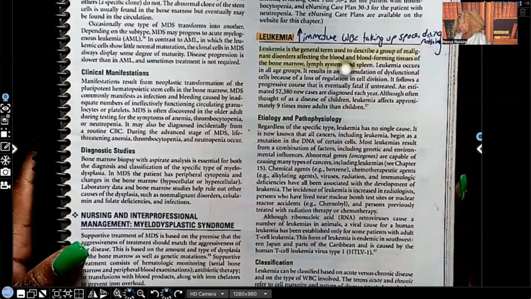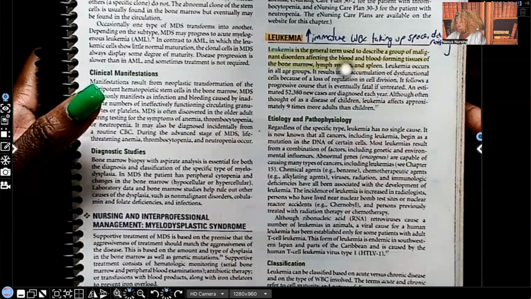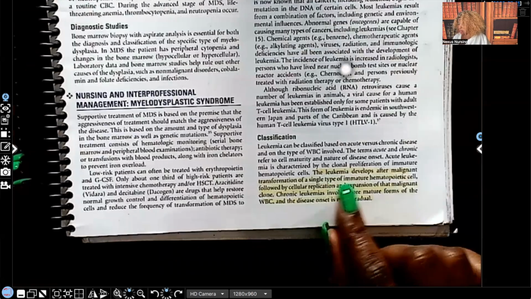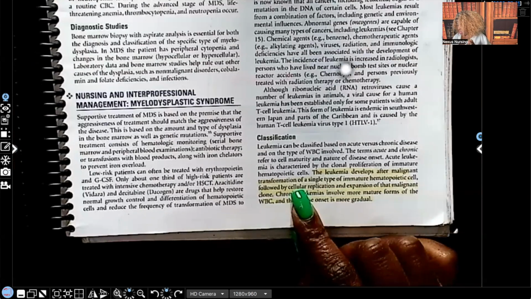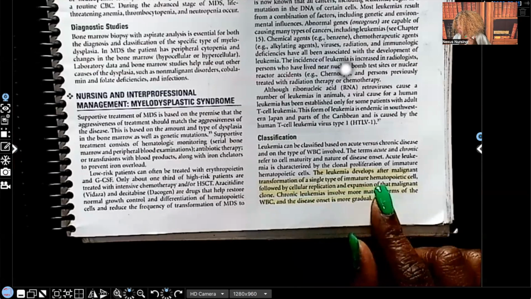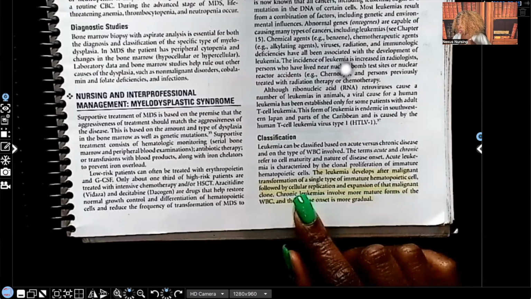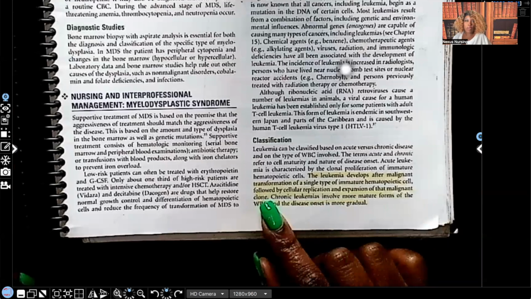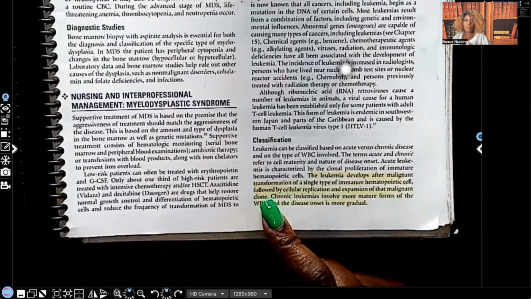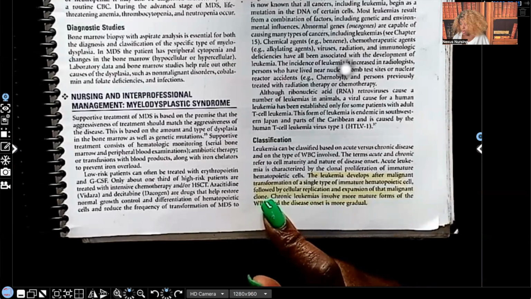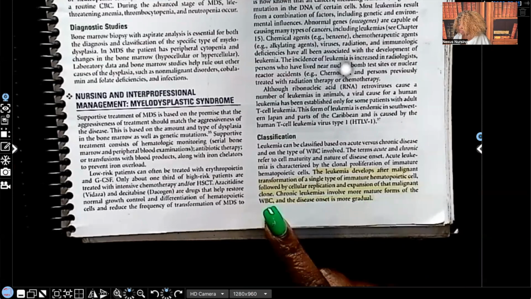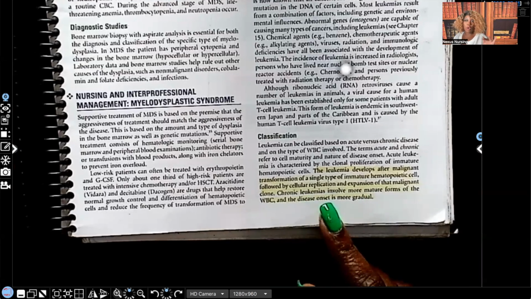Let's take a look at classification. Leukemia develops after a malignant transformation of a single type of immature hemopoietic cell, followed by cellular replication and expansion of that malignant clone. So it keeps reproducing, but they're all what? Immature. Chronic leukemias involve more mature forms of the WBC, and the disease onset is more gradual.